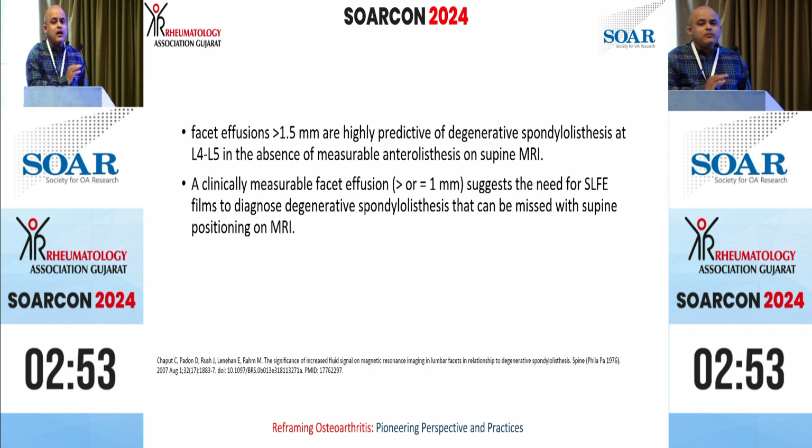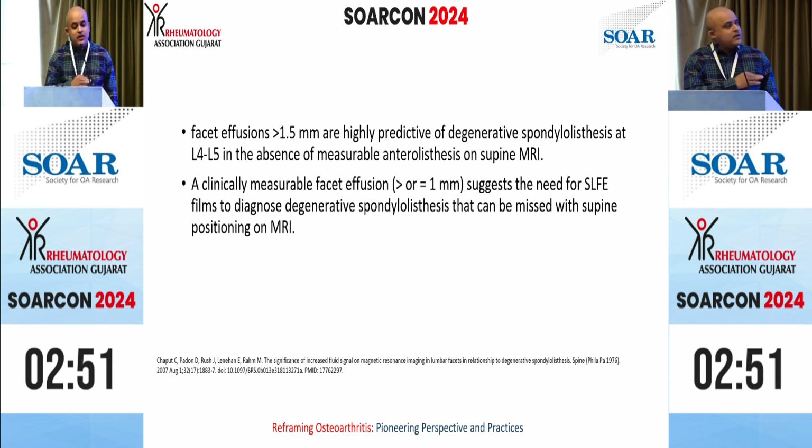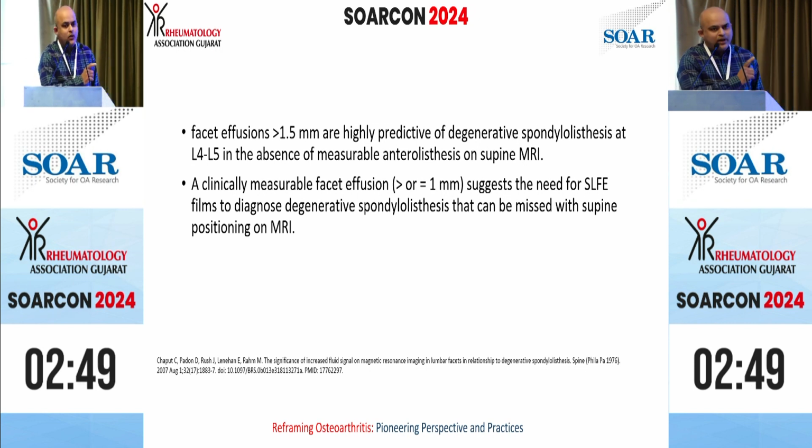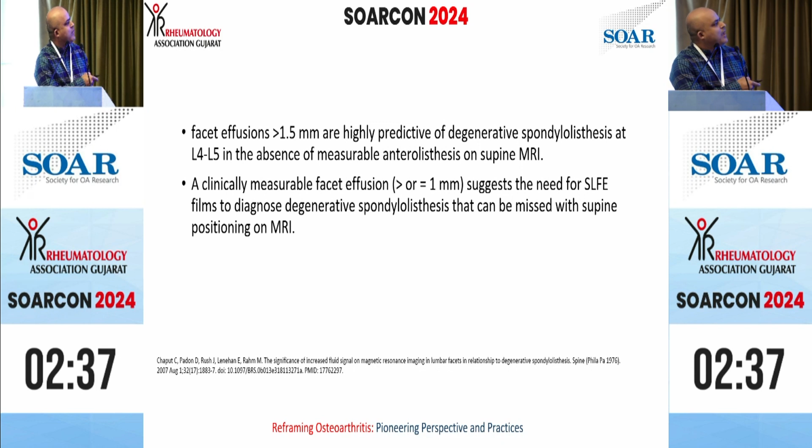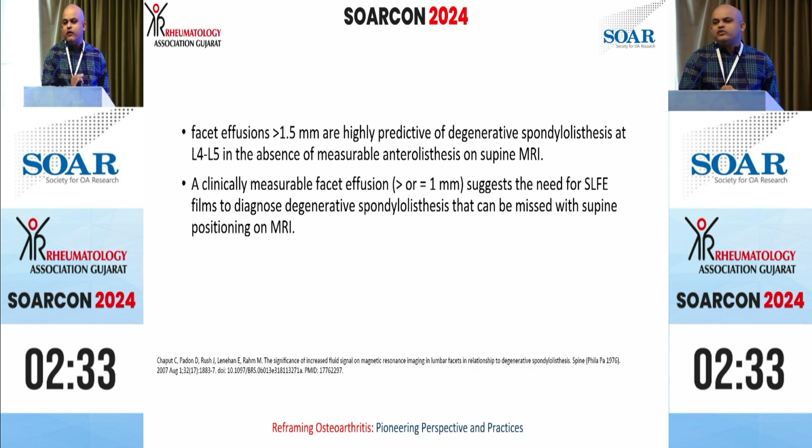So again, before we move on to the other aspects of it, one important part is the facet effusion. Normally, as we have said, we have no imaging way of knowing whether the facet is the cause of pain, or whether the facet is unstable. So if you look at the STIR sequences, a facet effusion of 1.5 mm is likely predictive of a degenerative listhesis at that point. So the normal MRI you get is a supine MRI.